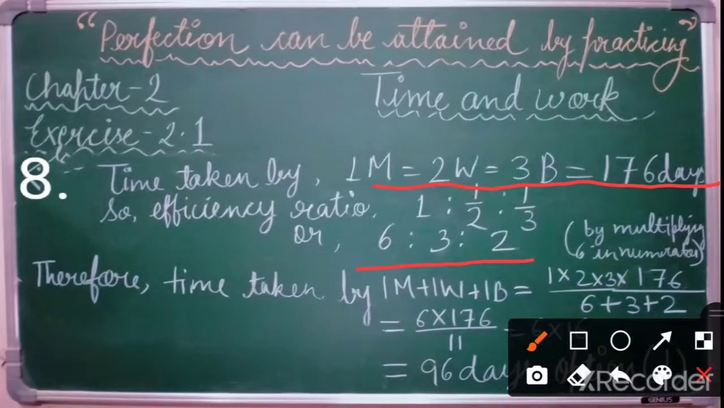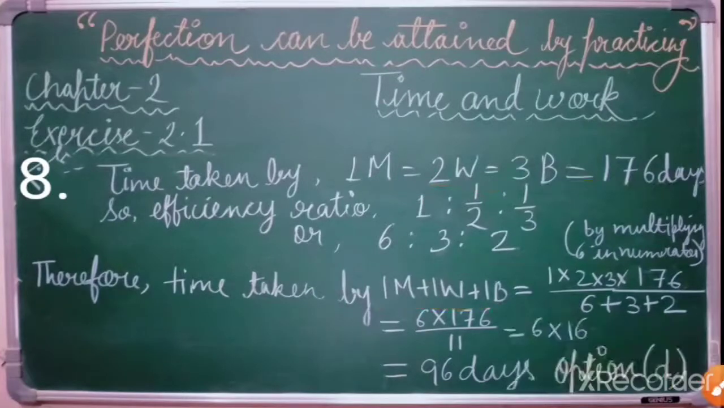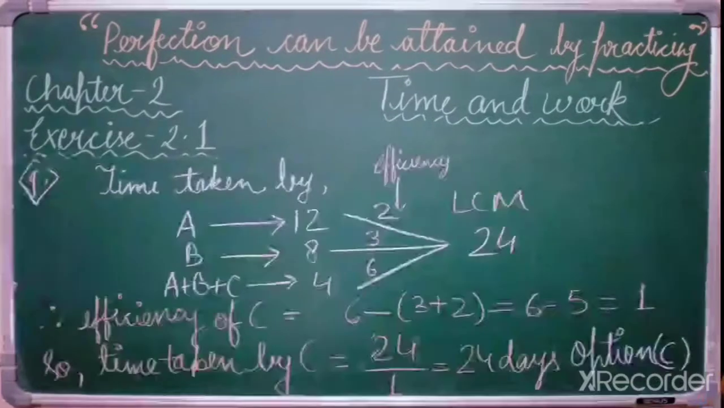And now you have to find the time taken for one man, one woman and one boy. So what you will do, you will multiply the number of men, women and boys who are working for 176 days, 6 days each, and then the sum of their efficiencies. When you solve it, you will get 6 multiplied by 176 by 11, which is nothing but 6 multiplied by 16, and 96 would be your correct answer, that is option D.